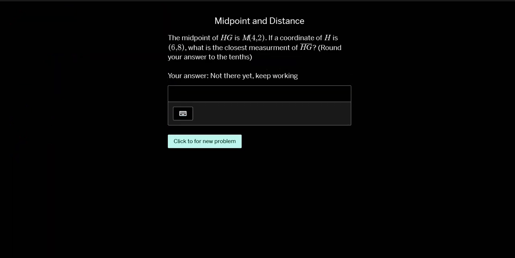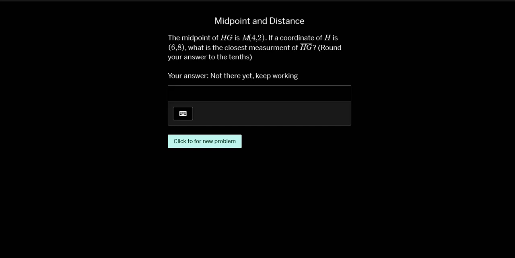So for this question, we have HG is the line segment that we're looking at, and its midpoint is at 4,2, and we're given H. And we want to know what is the closest measurement of HG. The way the question is being asked, what is the measurement of HG, means we want to know what is the distance, what is the length, what is the magnitude of the segment HG. We're not trying to find what is the point of G. We're trying to find what is the length from H to G. This is a distance question.